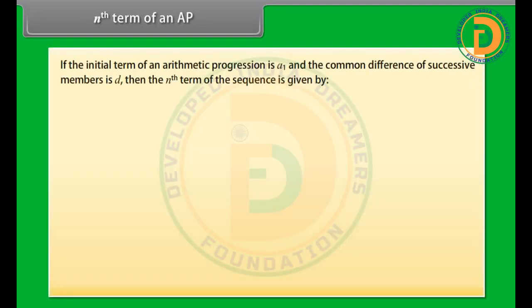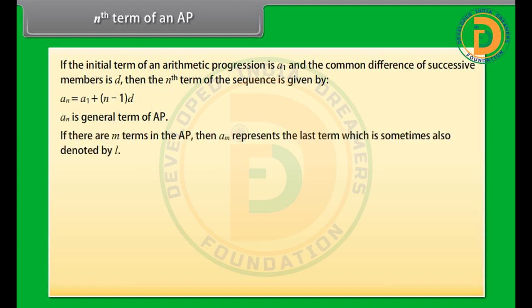Nth term of an AP. If the initial term of an arithmetic progression is a1 and the common difference of successive numbers is d, then the nth term of the sequence is given by an is equal to a1 plus n minus 1 into d. We know that an is also called the general term of the AP. If there are m terms in the AP, then am represents the last term, which is sometimes also denoted by l.